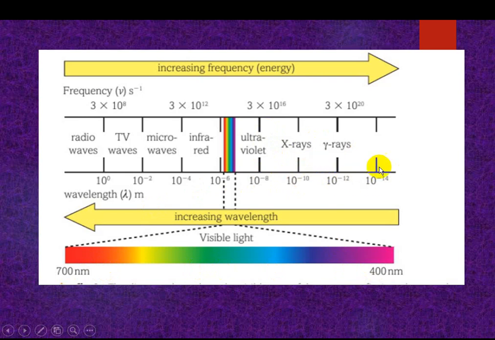So from left to right, wavelength is decreasing but frequency is increasing. Here frequency is 3 times 10 to the power 8, then 3 times 10 to the power 12, 3 times 10 to the power 16, 3 times 10 to the power 18, 20. So frequency increases and wavelength decreases. The less the wavelength, the more the frequency. This is vice versa.